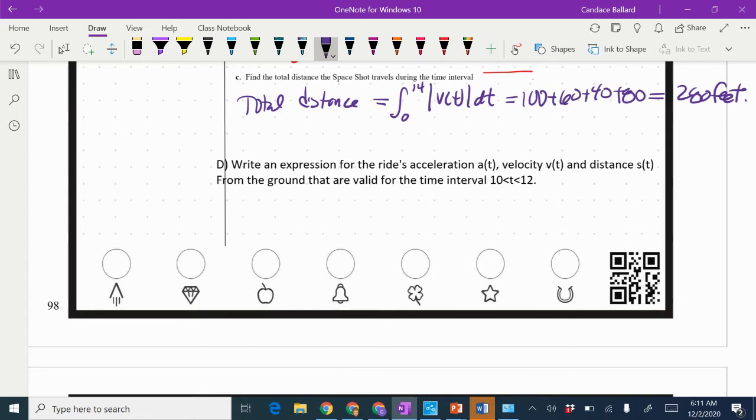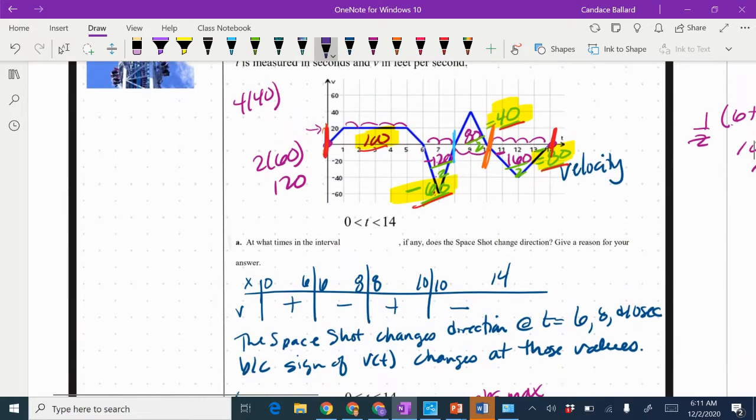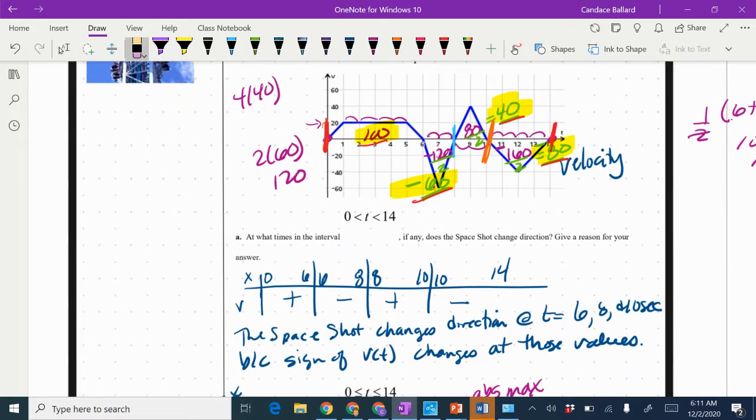This part here somehow dropped off, so we're going to write an expression for the ride's acceleration, velocity, and distance. I'm going to look at acceleration first. I'm going to go back up to my graph, and my graph's a little bit messy, so I'm going to do some erasing on this piece because we need to look at between 10 and 12. So I'm only looking at this chunk right here of the graph.